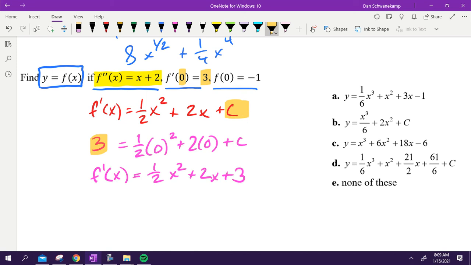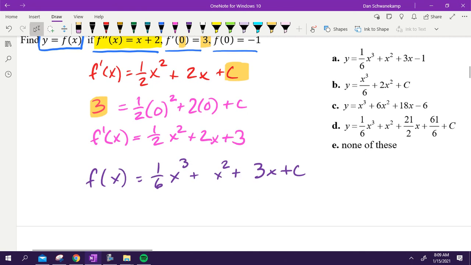Now that I've got that, I want to find f. So to find f, I'm going to do the antiderivative again. Add 1 to my exponent, divide by my new exponent. So I'm dividing by 3. Add 1 to my exponent, divide by my new exponent. Add 1 to my exponent to the first, divide by my new exponent, plus c. Last thing I do is plug in 0 and -1. 0, 0, 0. It's going to be equal to -1. That means my c is -1. It's A.